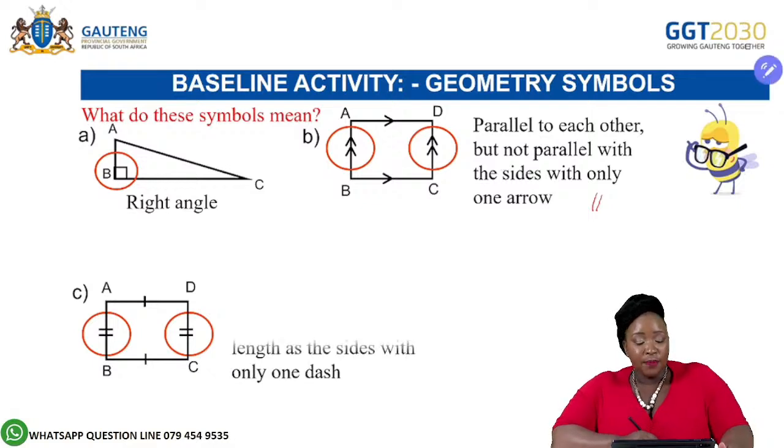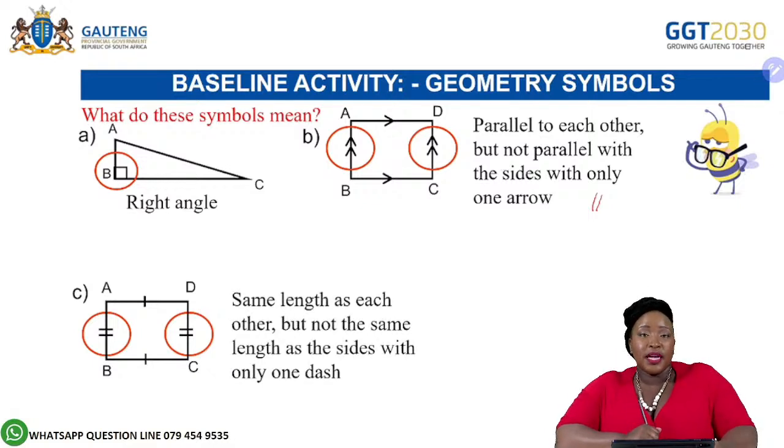And then for C, this one means that the lengths are the same, which means if it's 5 centimeters for AB, DC is also 5 centimeters, right? But they are not the same as AD and BC, which means AD and BC have their own length.